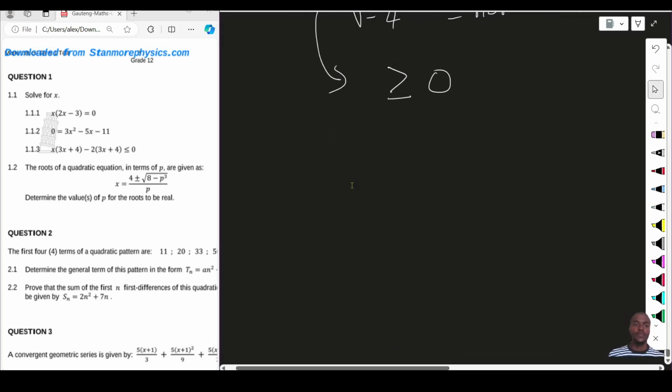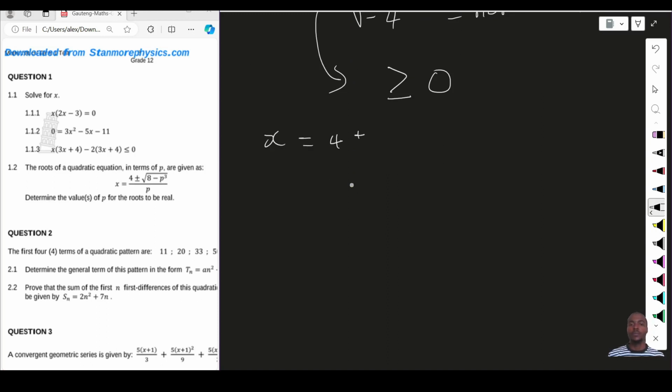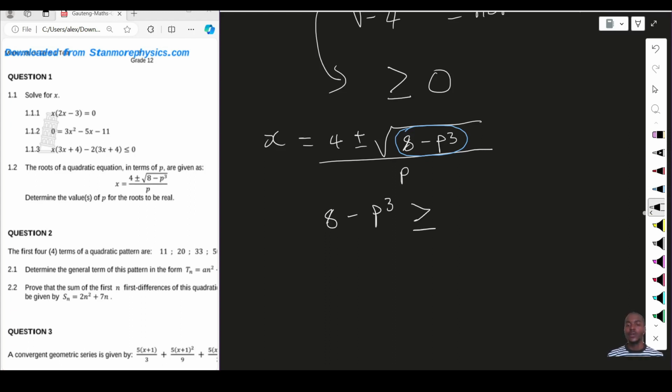So let's check the quadratic equation that we are given. We are given that x equals 4 plus or minus the square root of 8 minus p cubed, divided by p. Let's take a look inside there. That expression is inside the square root. For this solution to be real, we have to make sure that 8 minus p cubed is greater than or equal to 0. Then from there, how do we continue? We take the 8 or the p to the other side. So we can say minus p cubed is greater than or equal to minus 8.